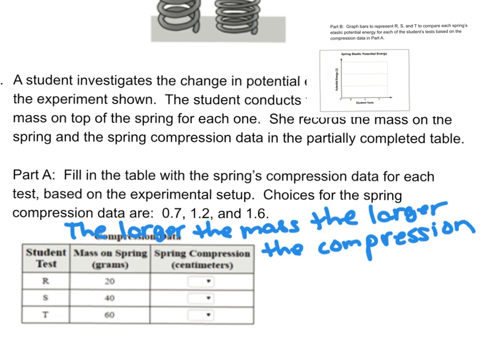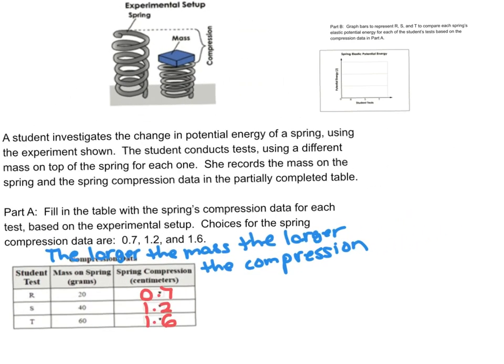So therefore, since we have three values, the least mass will cause it to compress the least. The medium mass will cause it to compress a medium amount. And the largest mass will allow it to compress the largest amount. Now, as that mass compresses, the more elastic potential energy it has.